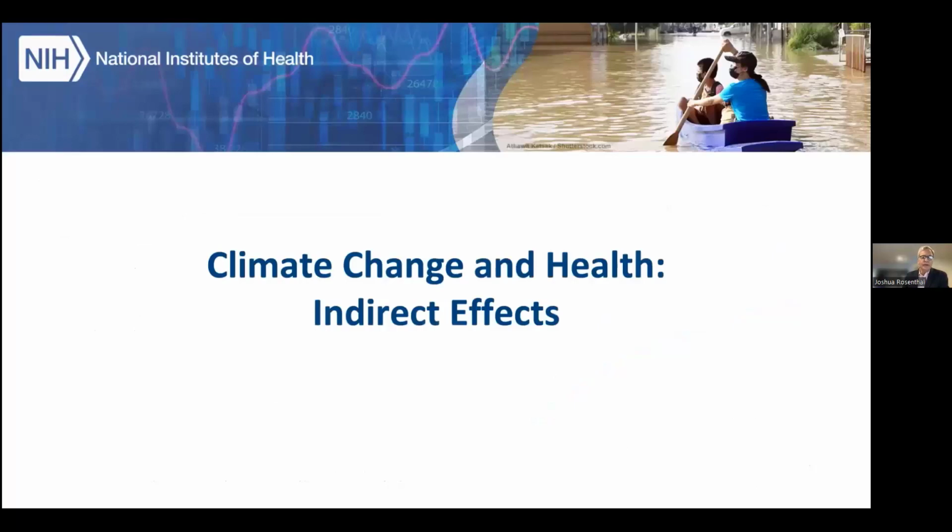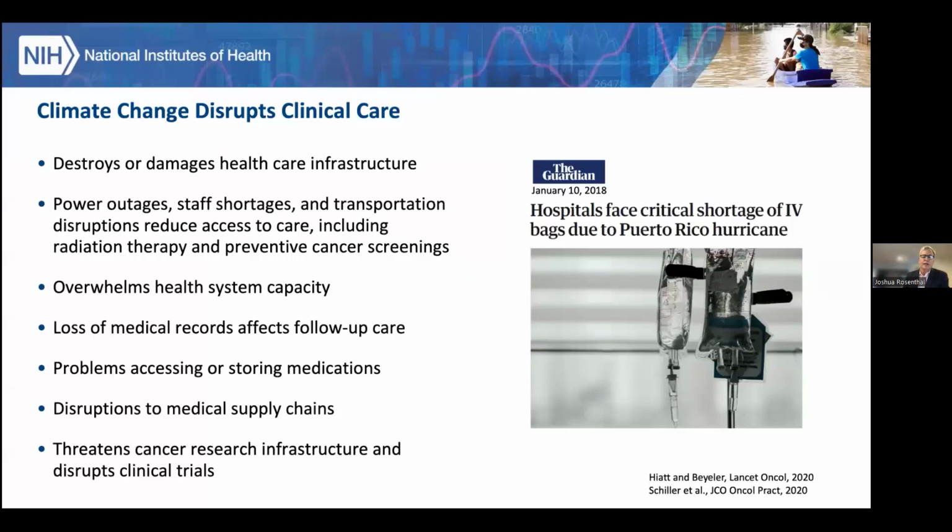Let's talk for a second about indirect effects. As I mentioned at the outset, climate change has a wide range of interactions, and I only have time to go through a couple of them here. I'll just point out one of the more obvious ones, and that is climate change disrupts clinical care. As a result of damaged healthcare infrastructure, power outages, staffing shortages, and transportation disruptions, many access to care components are either slowed down or obliterated, which overwhelms the health system's capacity. They also lose medical records and have severe supply chain problems.